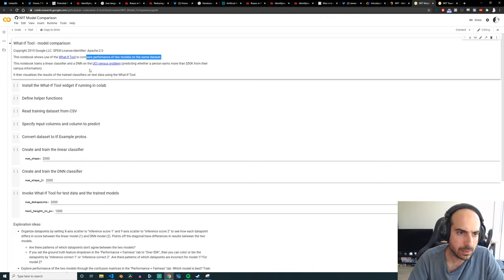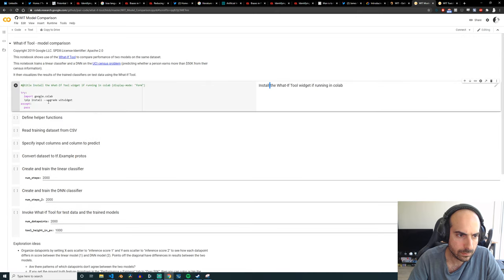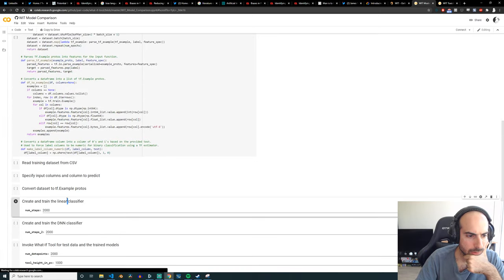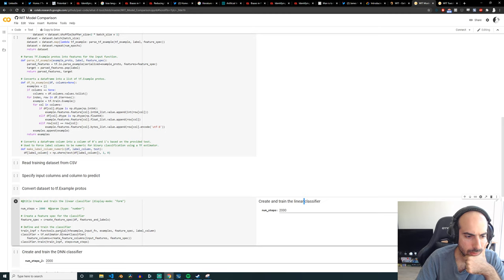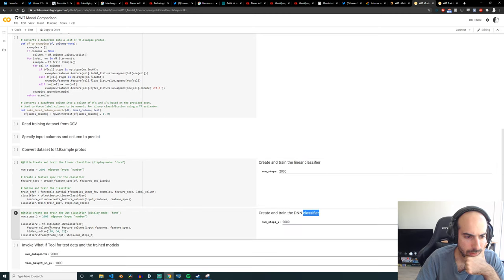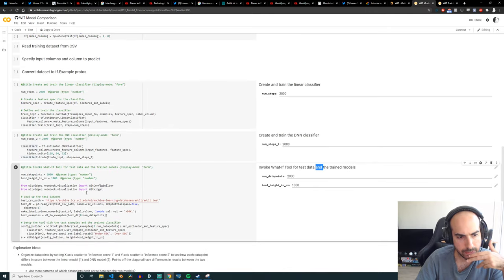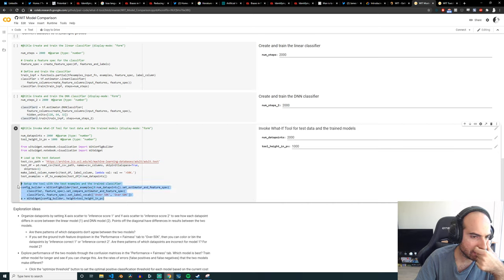Performance of two models on the same data set. Okay, so we have some helper functions to create and train the DNN classifier. So we have classifier 2. Oh, it's literally just compare classifier 1 and classifier 2. This is kind of cool.